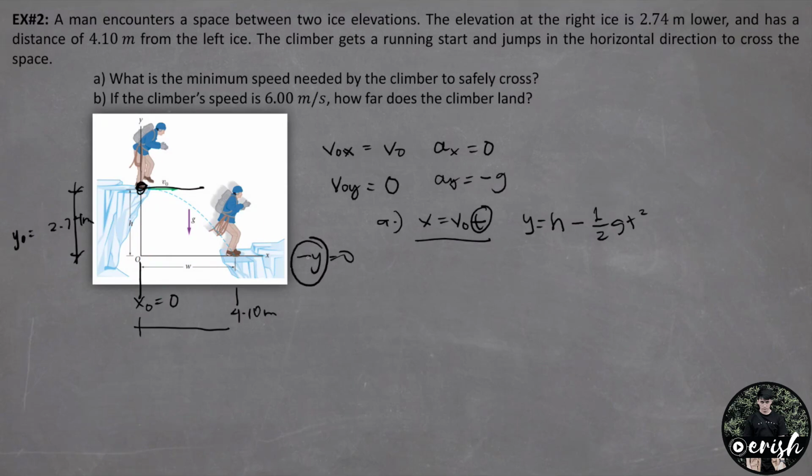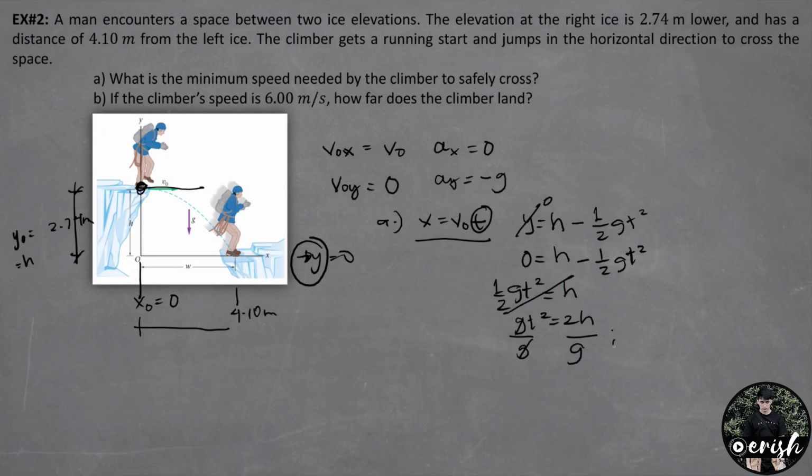Whereas our y is equal to 0. So this is 0 equals height. Our height is the initial position in the y direction, minus 1/2 g t square. Solving for time, we move it to the other side, we have 1/2 g t square, positive now, equals the height. And we cross multiply, so the 2 goes to the other side, g t square equals 2h. And dividing both sides by g, it cancels. And the time is equal to the square root of 2h over g.